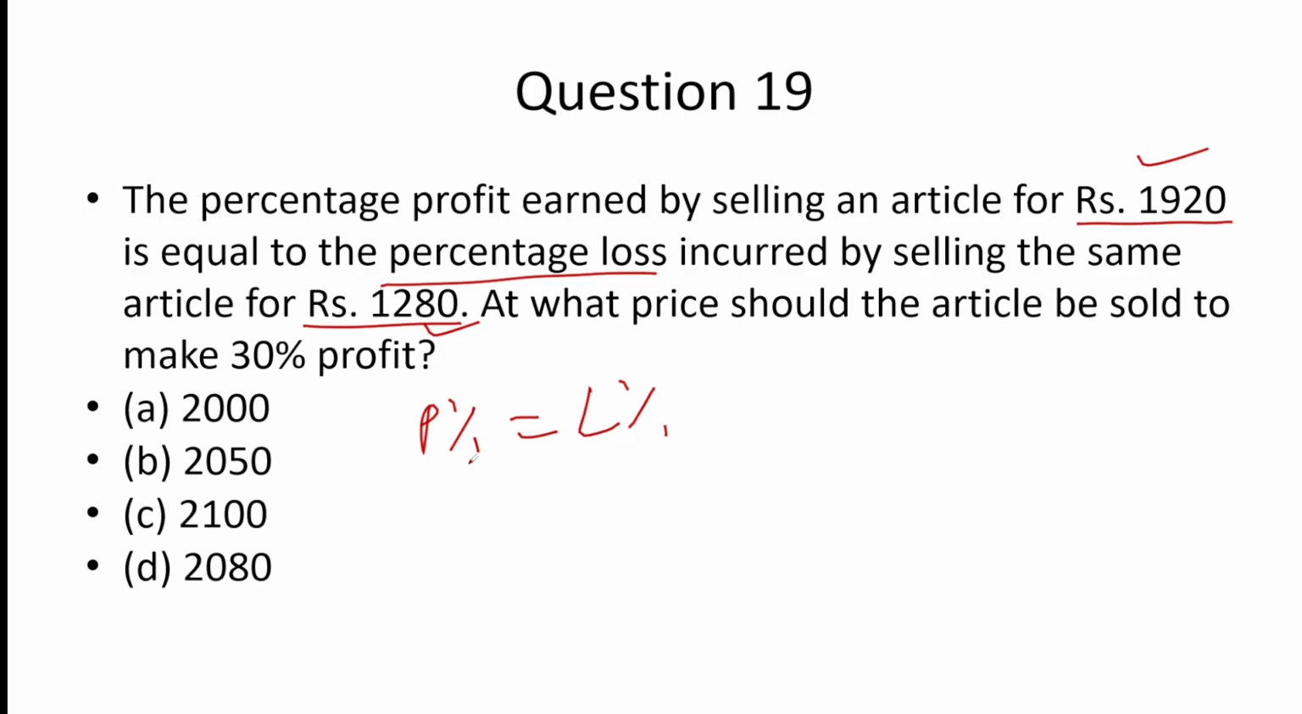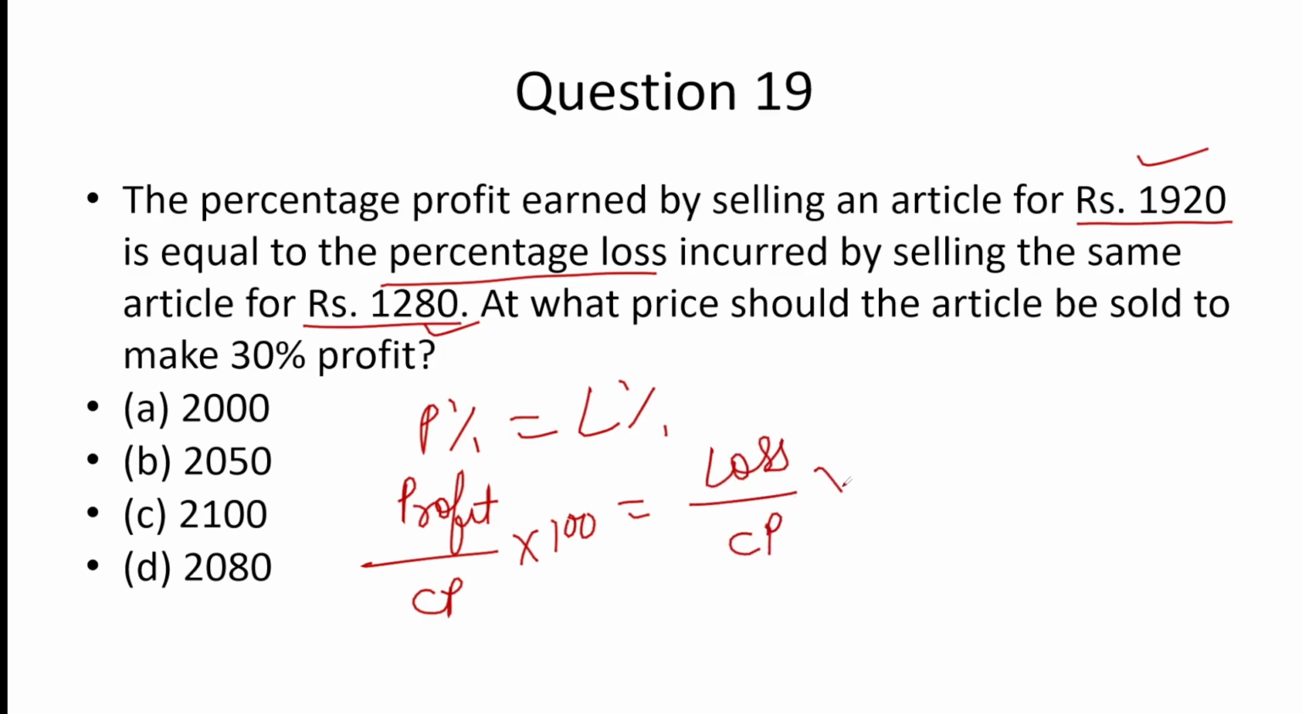See, when profit percentage is equal to loss percentage, how do we find profit percentage? Profit upon CP into 100. How do we find loss percentage? Loss upon CP into 100. Can you cancel? Yes, 100 and 100 cancel, CP and CP cancel. It means when profit percentage is equal to loss percentage, profit is also equal to loss.